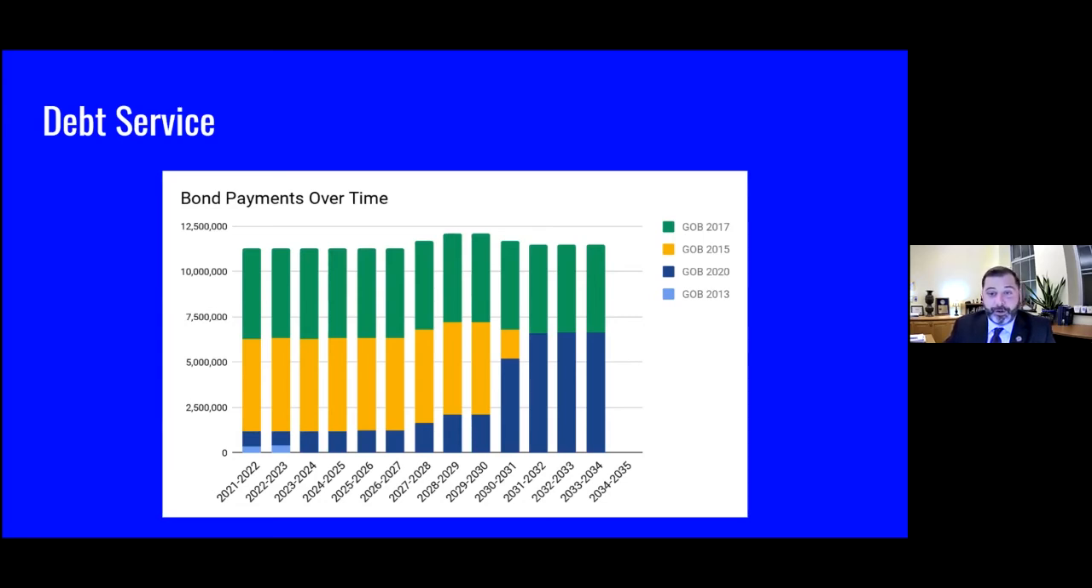The 2013 bonds, you can see their small sliver there in kind of Carolina blue at the bottom. We do have to make the interest payments on our old 2013 bond until those are paid off. So that's all factored into our bond payments.